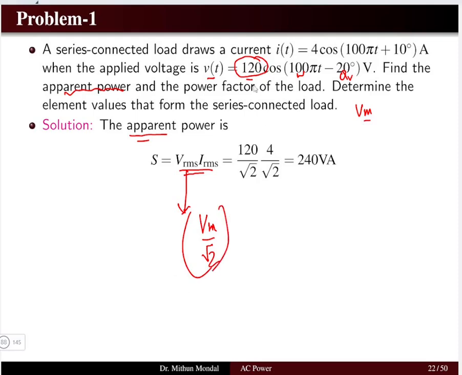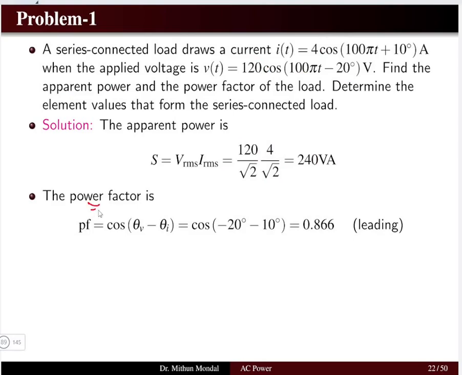So Vm is equal to 120. If we divide it by root 2, we will get the Vrms. Whereas the I maximum is equal to 4. It means if we divide it by root 2, we will get the IRMS. Then the product of the voltage and current, we are getting 240, and the unit is volt ampere.